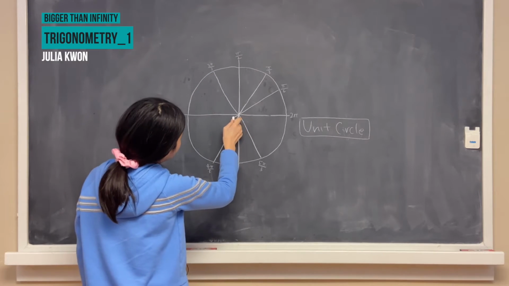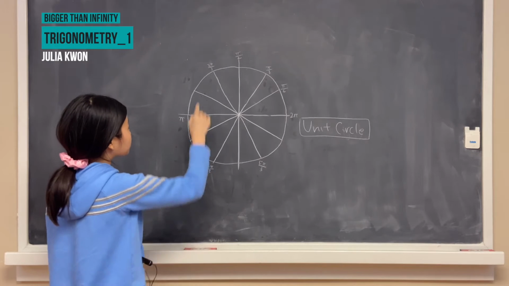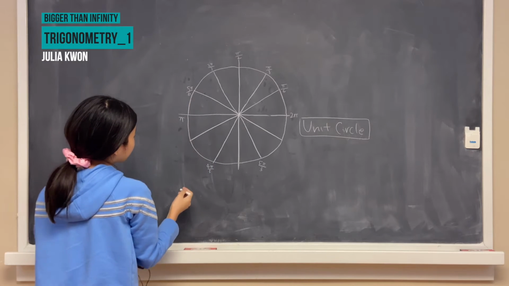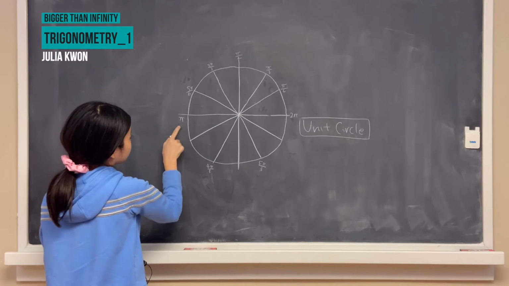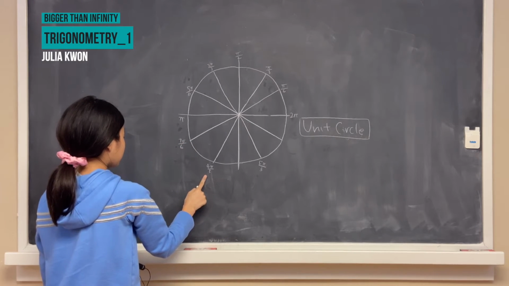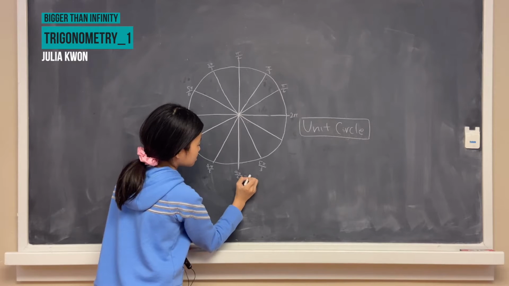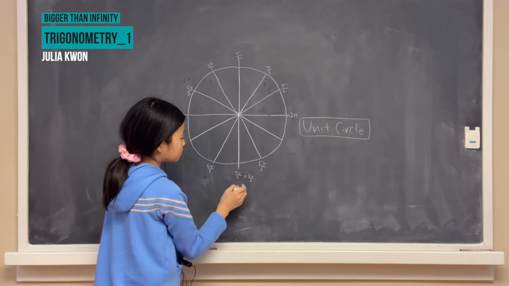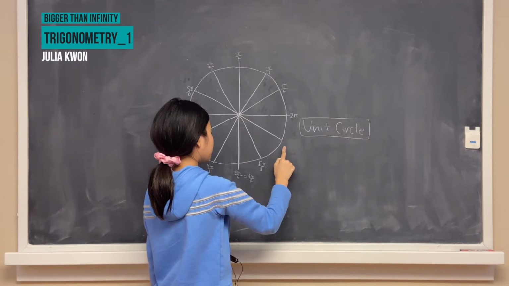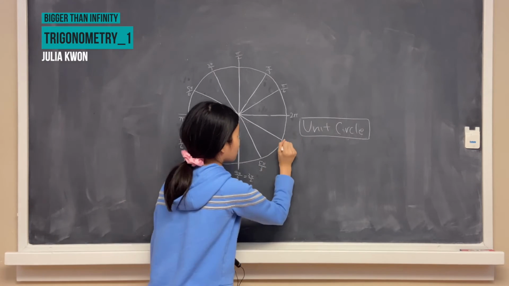And if we draw just a few more lines, then we would have 5 pi over 6 for this one, and 6 pi over 6, and here 7 pi over 6, 8 pi over 6, 9 pi over 6, which is just 3 pi over 2, and then 10 pi over 6 here, and 11 pi over 6 here.